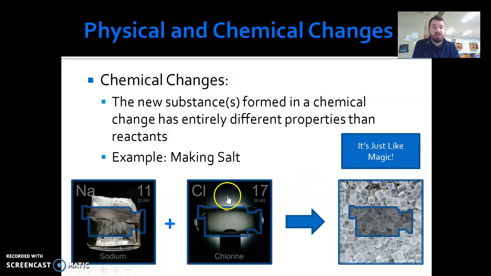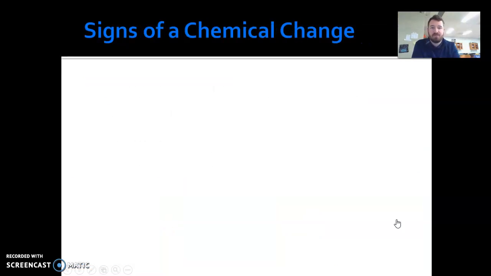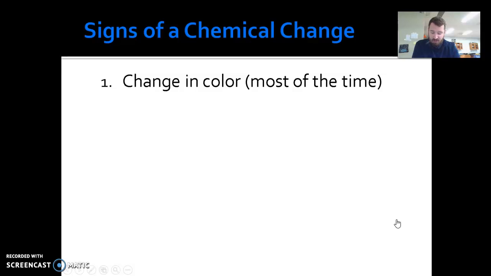And we underwent a chemical change because we went from having two very dangerous substances with some frightening properties to a very stable and safe compound. So because we have new properties, we underwent a chemical change. I would definitely put a star next to your signs of a chemical change here. All right, this is hugely important, and you must know these.